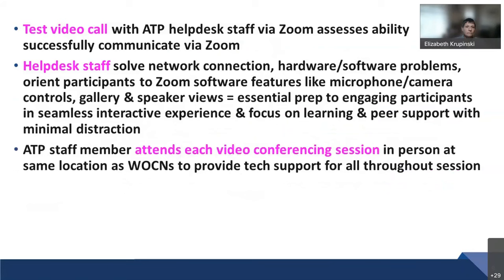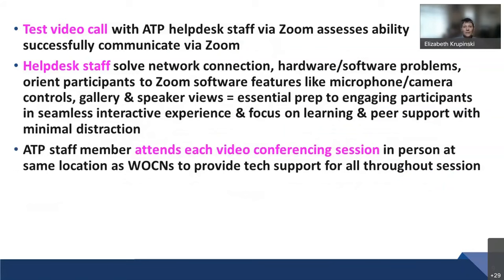Before every session, there was a test video call with the telemedicine staff. We use Zoom for all of this, and they just made sure everything was still in place before the actual sessions took place. Our help desk was involved to solve network connections, hardware problems, like I said, orient everybody to Zoom. This was patients as well as providers, and basically get everybody on board.